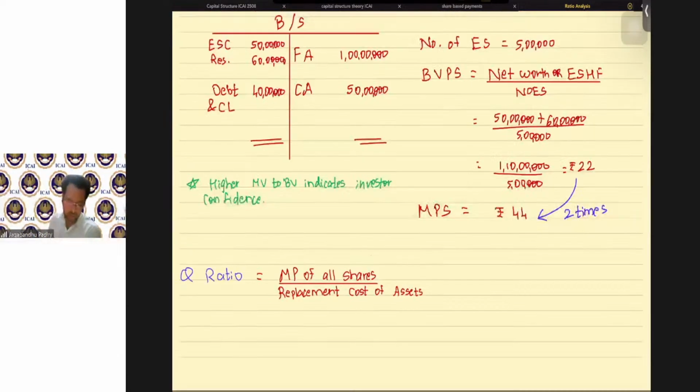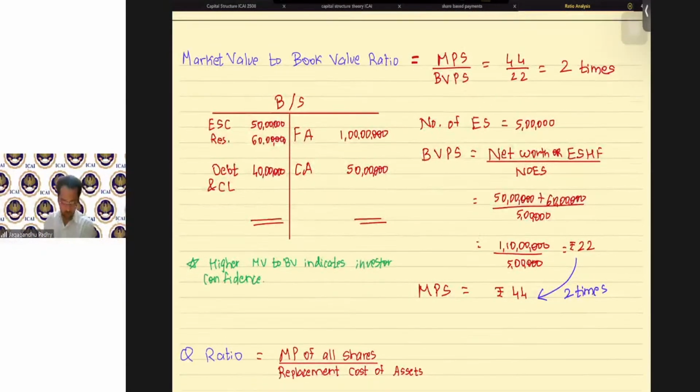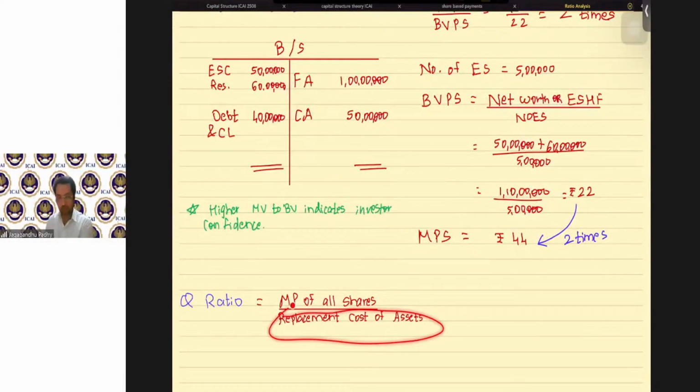It's again somewhat a replica of market value to book value. But here, instead of taking the book value of the assets, what we take is the replacement cost. Now, what is this replacement cost? It means today, if I want to replace my assets with similar assets, what will be the cost that I'll have to incur to get these assets into my business?